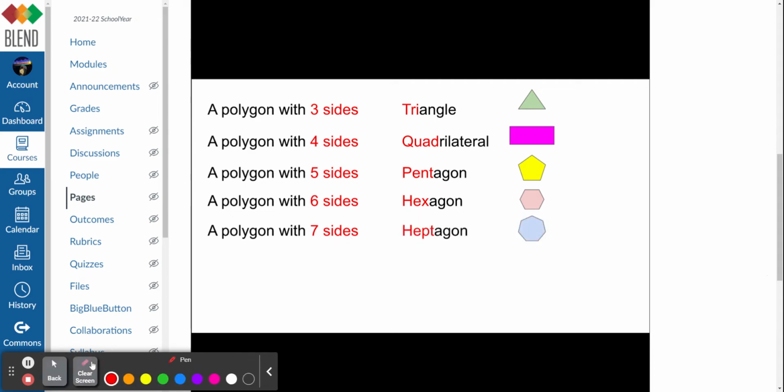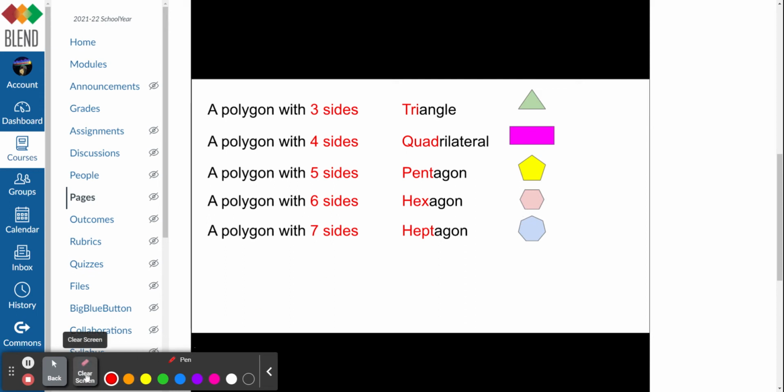This one is a little bit harder to remember just because, once again, hept is not a prefix that we typically use, but if you think about it, your head has 7 holes in it: 2 nostrils, 2 ear holes, 2 eye holes, and a mouth hole. So a polygon with 7 sides is a heptagon. If you need a way to help you remember hept, head, your head has 7 holes. A heptagon has 7 sides.